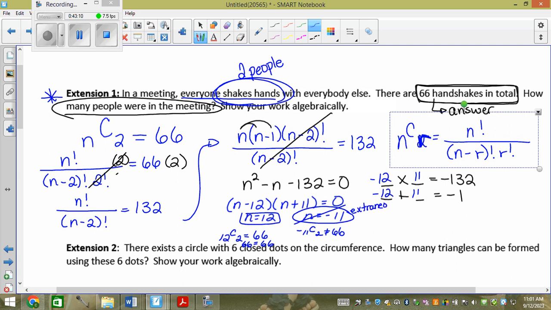And because it's a word problem, I say, how many people were in the meeting? There were 12 people in the meeting.